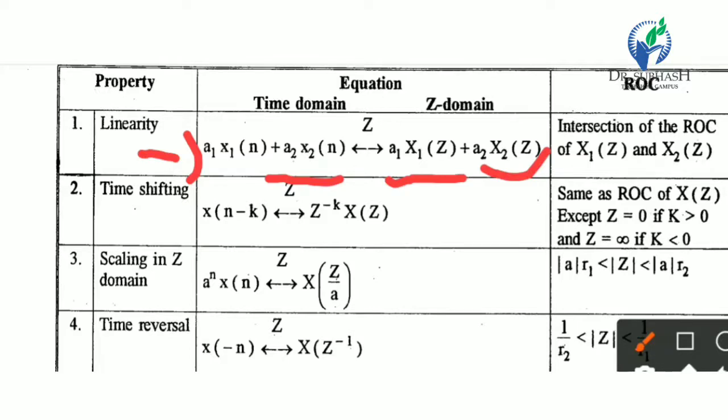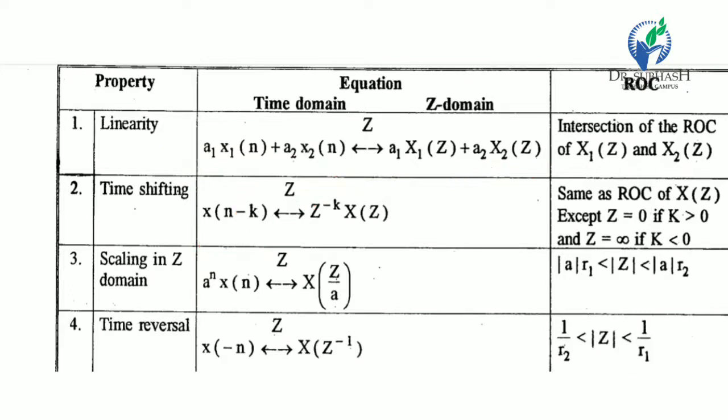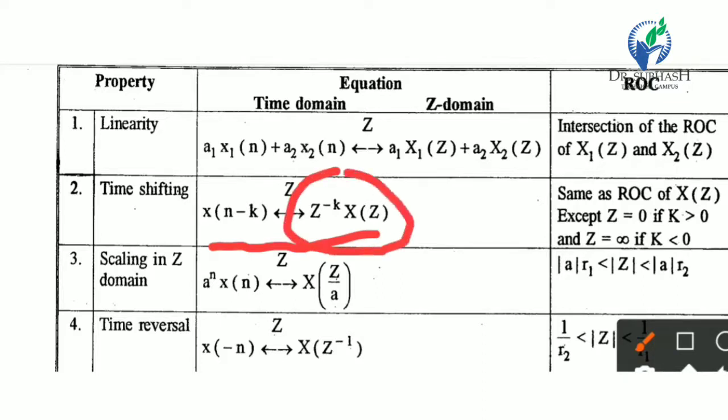And the second property is time shifting. So x of n minus k, the Z transform is z raised to minus k times X(z). The ROC is the same as the ROC of X(z) except z equal to 0 if k greater than 0, and z equal to infinity if k less than 0.